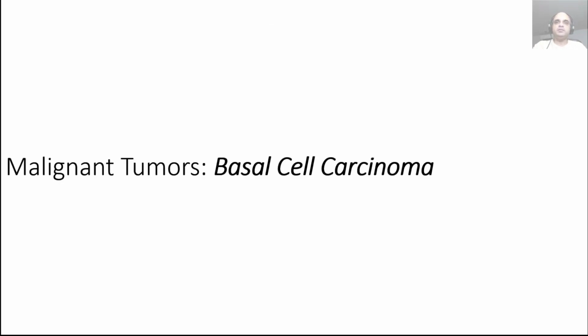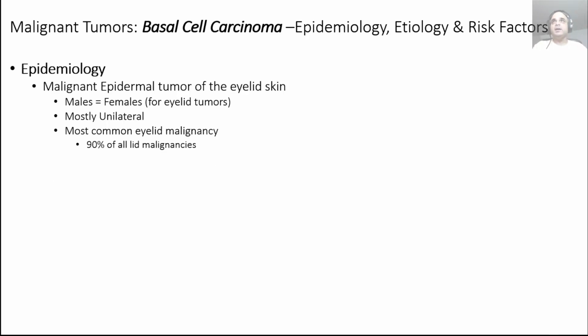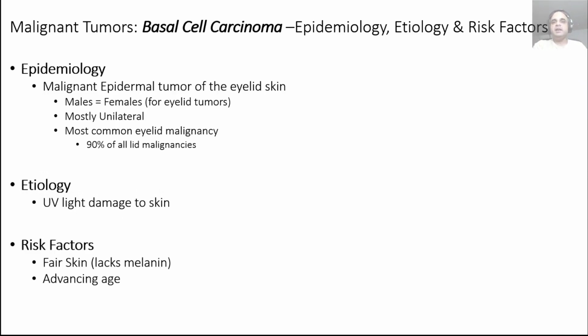We'll talk about basal cell carcinoma first, and this is a malignant epidermal tumor of the eyelid skin. It is the most common eyelid malignancy. 90% of all eyelid malignancies are basal cell carcinomas. It is mostly unilateral, and it equally affects males and females for eyelid tumors. For basal cell carcinoma on other parts of the body, it's usually males that are affected more than females, except the eye. The etiology is UV associated damage to the skin, and the risk factors are increasing age and fair skin.